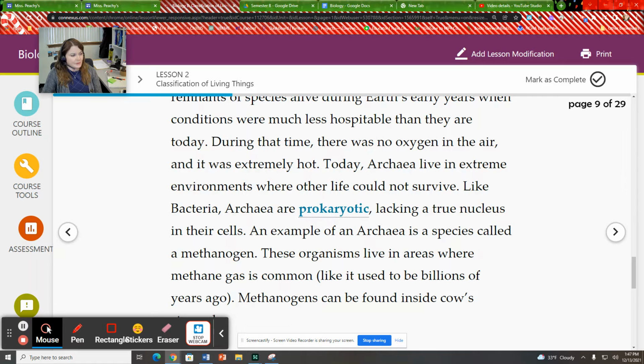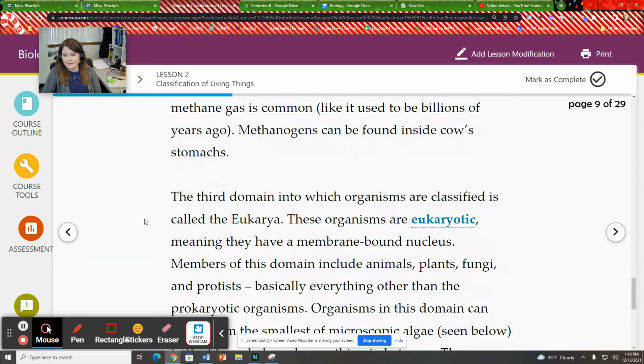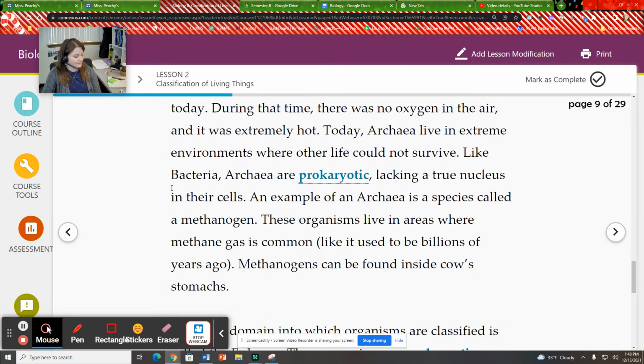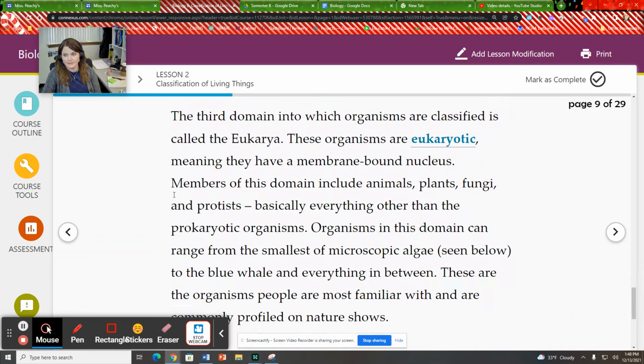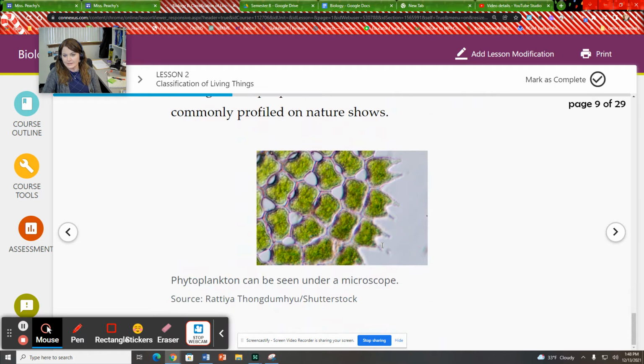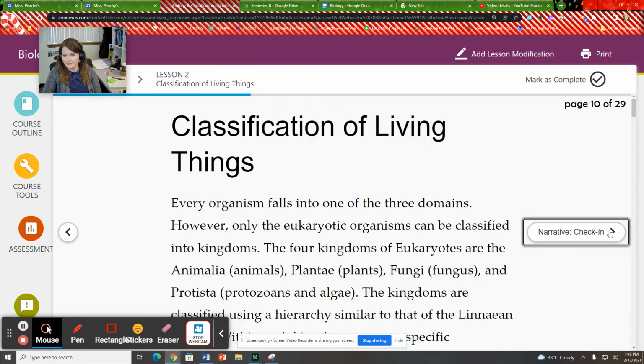It talks a little bit more about archaea here, and how archaea, again, live in these extreme environments. They are believed to be the most ancient of all living things on Earth. They're believed to be remnants of species alive during the Earth's early years when conditions were much less hospitable than they are today. They can live in some very extreme environments. Then he talks about eukaryotic organisms and our bacteria as well.